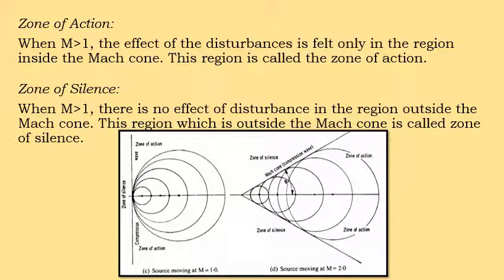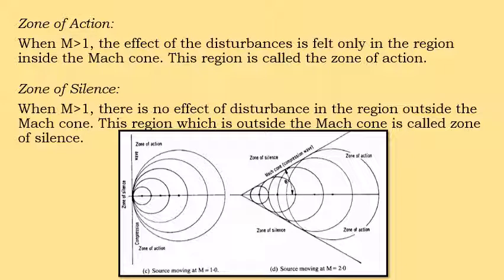This is also considered for Mach number greater than 1. There is no effect of disturbance in the region outside the Mach cone. That cone is commonly called a Mach cone. The region outside the Mach cone is called the zone of silence. So these are the terms related to pressure wave propagation: zone of action, zone of silence and Mach cone.